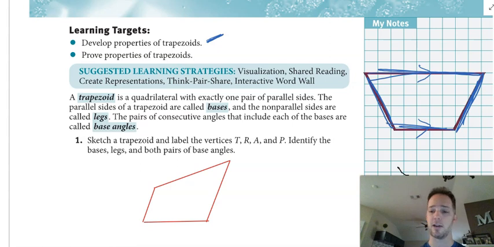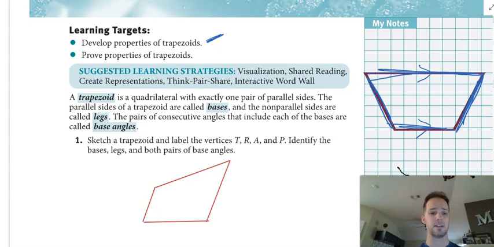However, any quadrilateral that has only one pair of parallel sides is a trapezoid. So this figure down here has a left and a right side that are parallel. So this is a more uncommon shape of a trapezoid. Trapezoid nonetheless, because it meets the definition.